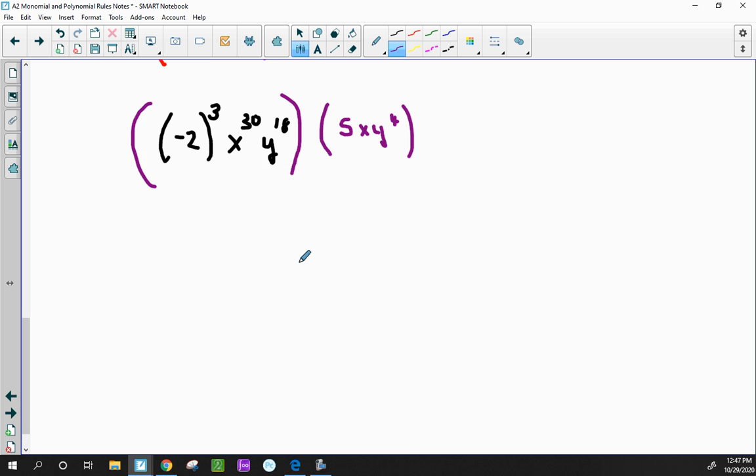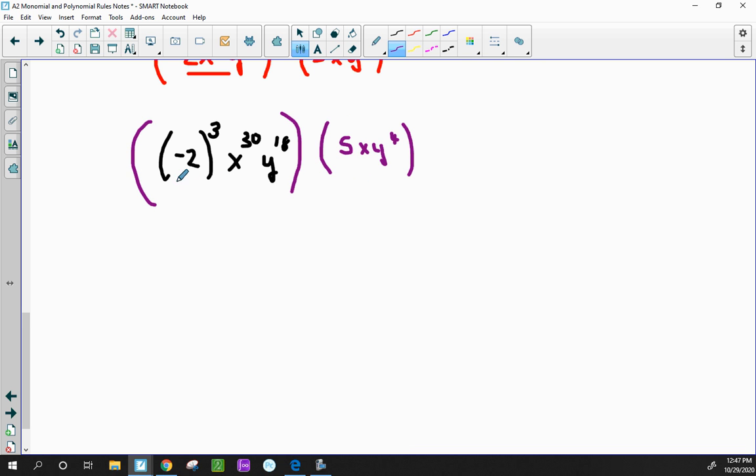Okay, before you continue and do the product rule, this must be simplified. So you're now going to do negative 2 in parentheses cubed. You may use your calculator if you have to. That's just saying negative 2 times negative 2 times negative 2. That's going to be a negative 8. Okay, you got x to the 30th, you got y to the 18th. I'm going to drop it down and drop down the second term.